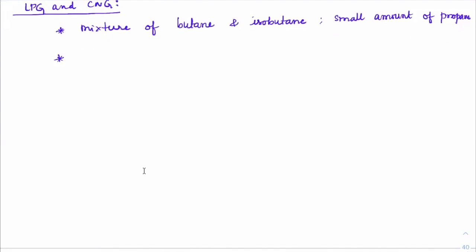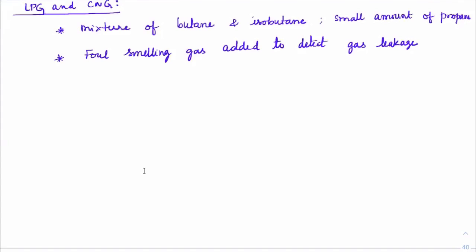One more question that was asked: you remember, when you switch on the gas, we get a foul smell, right? That is to make sure to detect any gas leakage happening. So the foul smelling gas added to detect the gas leakage is mercaptan, ethyl mercaptan, which is C2H5SH. This will have that foul smell.